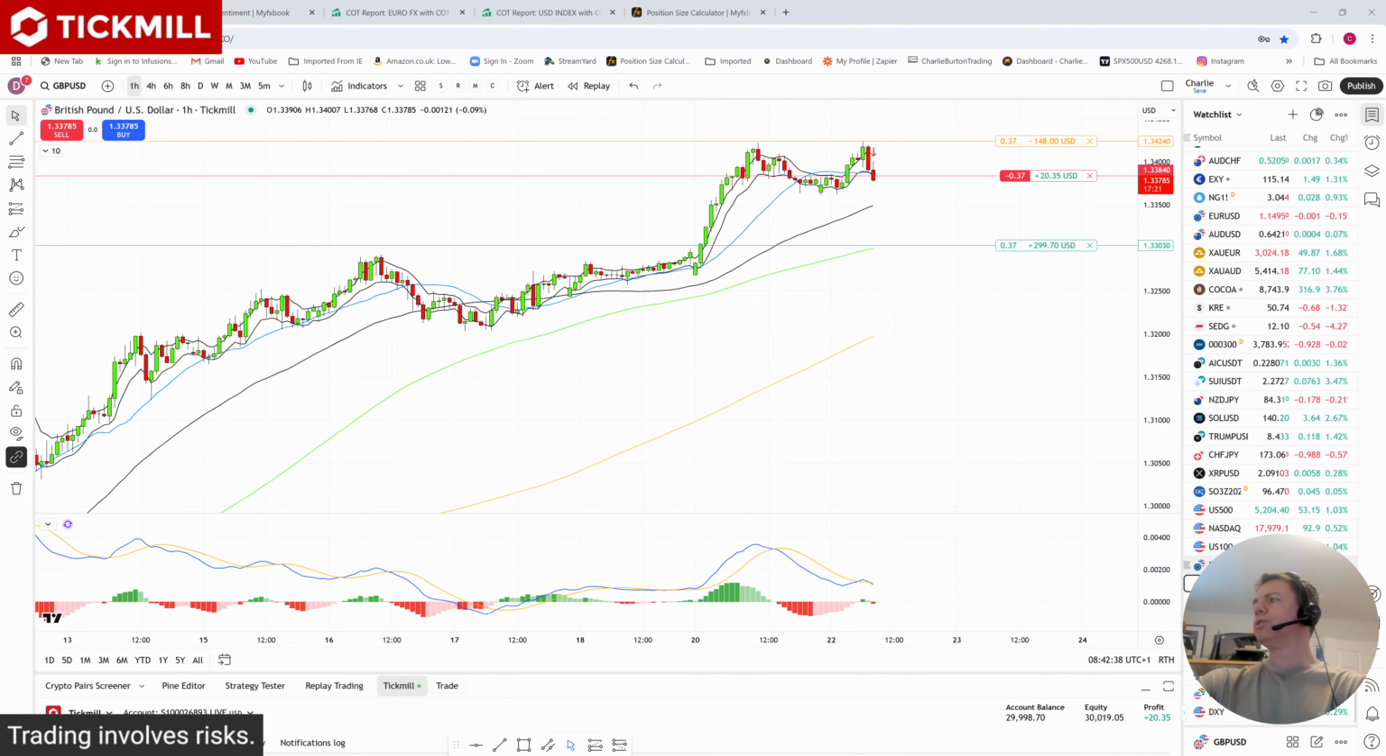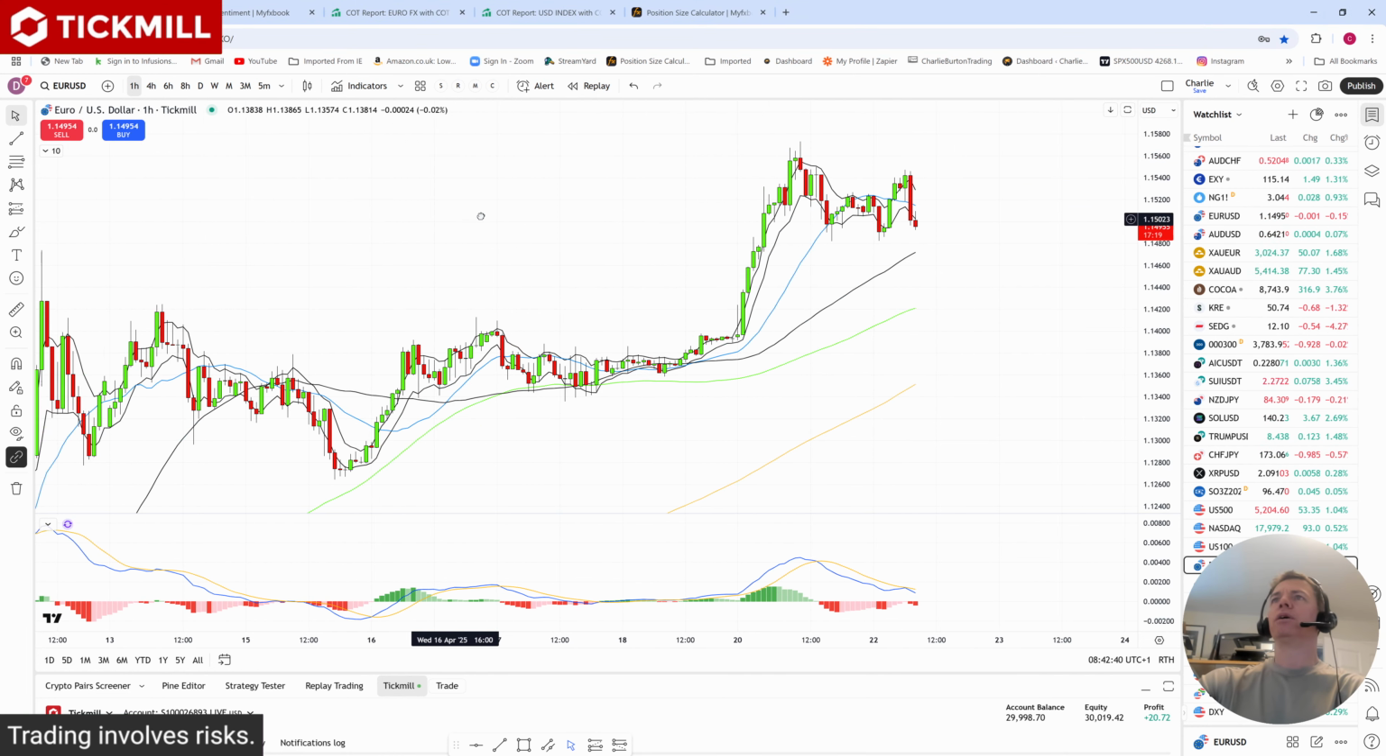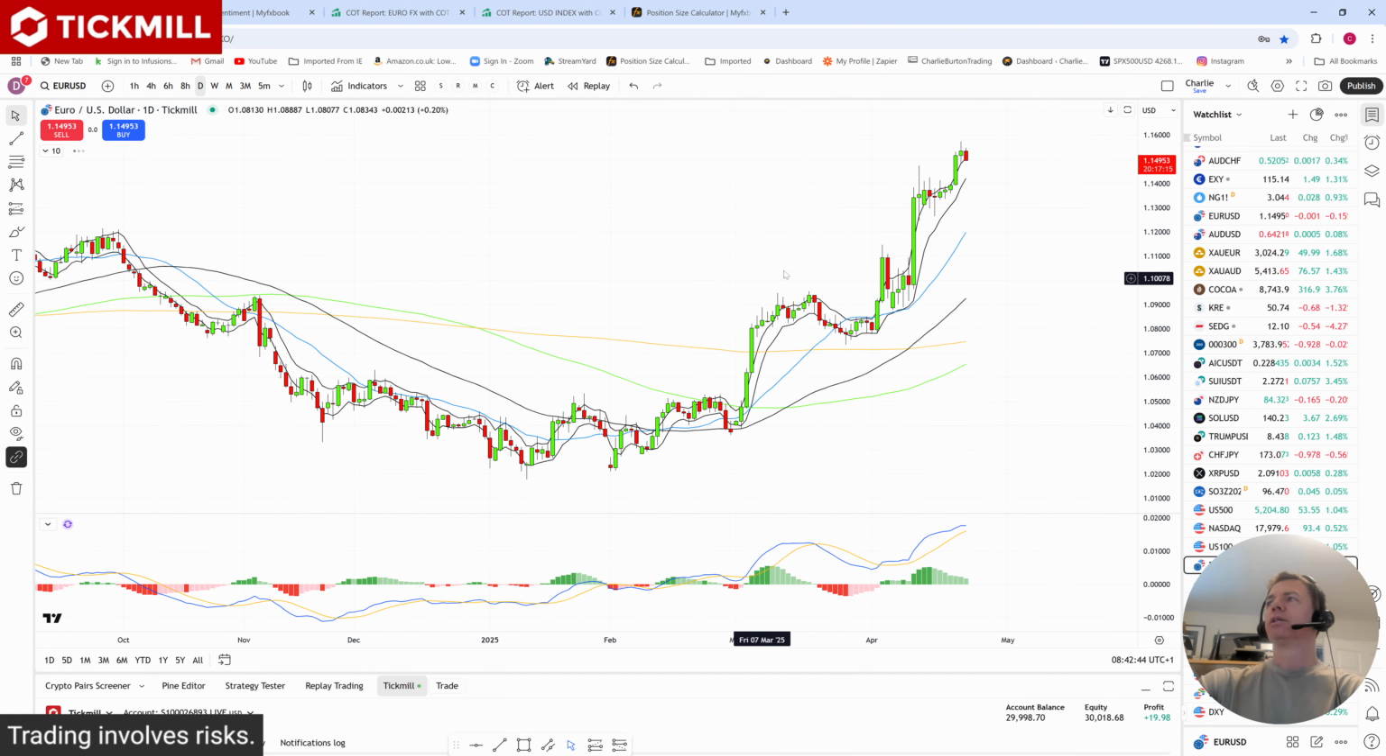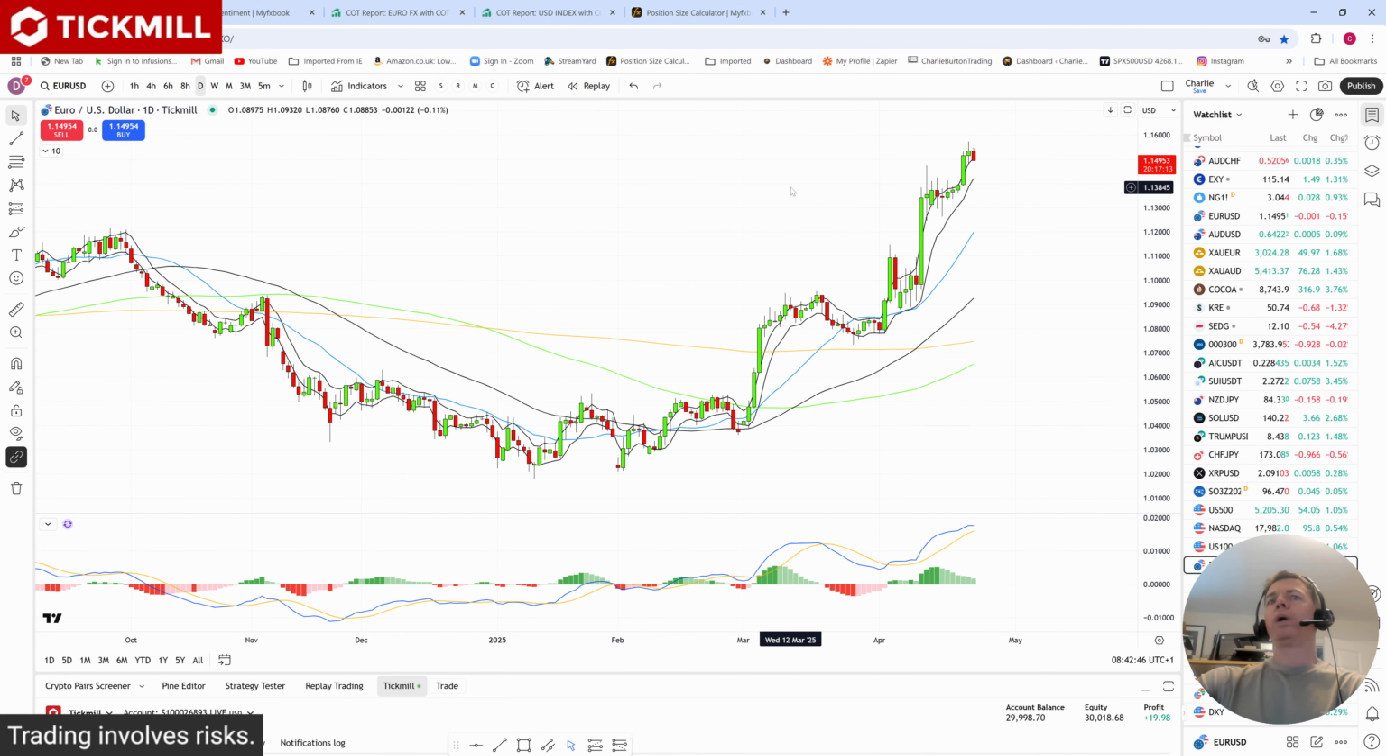Now coming back over to that euro dollar then. So again, this is on the hourly. Let's take this back out to the daily chart, and I want to put this swing trade order in on this account as well.